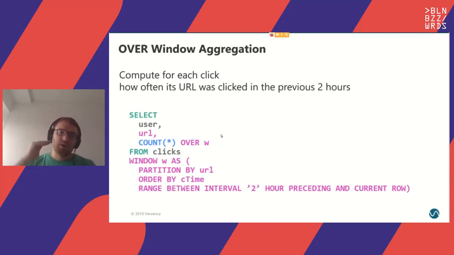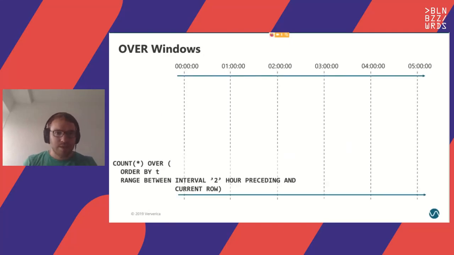Then when the system processes a click coming from clicks, it will look at what the URL is for this click. It will look at how often this URL was clicked within the last 2 hours. And the data within these last 2 hours is ordered by the time attribute. I have a little example here. Let's hope that this makes it a bit clear. So here we say count over order by T. I left the partition part out here because it just complicates things. Let's just focus on the order by clause and then the range part.